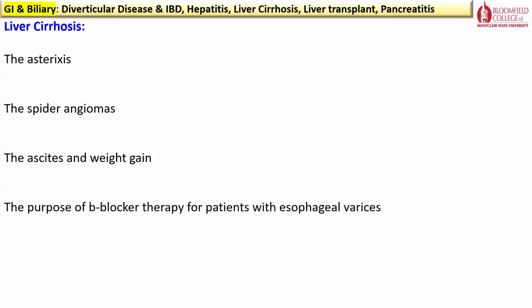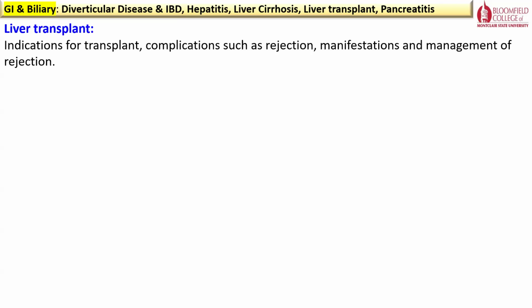Second, they do something called banding, or O-ring banding. They also inject medications like octreotide, Sandostatin. So read about the esophageal varices and the treatment modalities. For the liver transplant, you will read about the indications and the complications associated with that, such as rejection, and the management of the rejection.